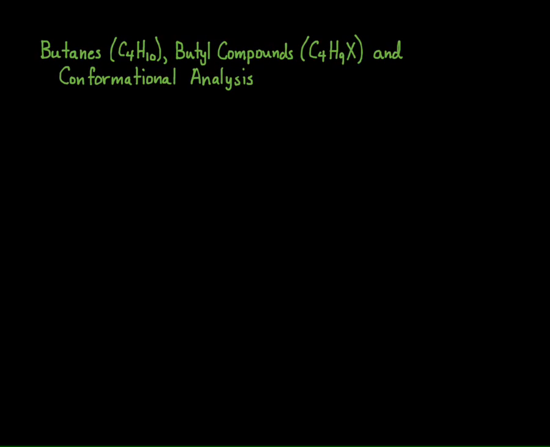Adding a methyl group to propane, or a propyl group, we get C4H10, which is called butane. And so in this video, we're going to look at butane, we're going to look at butyl compounds, and we're going to look at conformational analysis. Now, notice in the title, I actually say butanes and not butane.